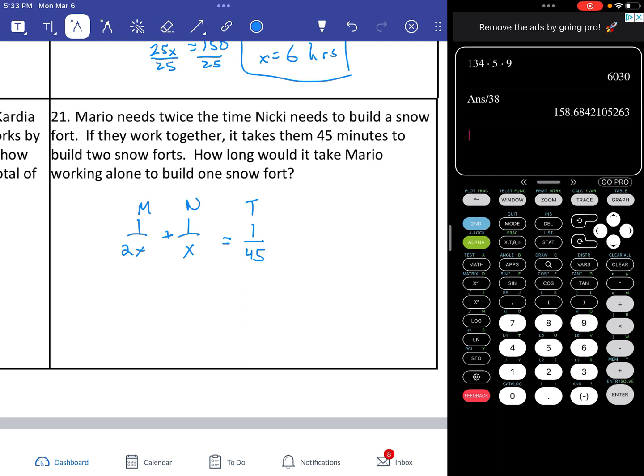Okay, this one's a little more complicated again. The tricky part is understanding that you're not given the times for Nikki or Mario, but Mario is twice the time that Nikki needs. So if we don't know Nikki's, we put an x. If Mario is twice as long as Nikki's, it's 2x. So we are missing a 2 and a 45 over here. I'm missing a 2 and an x over here.